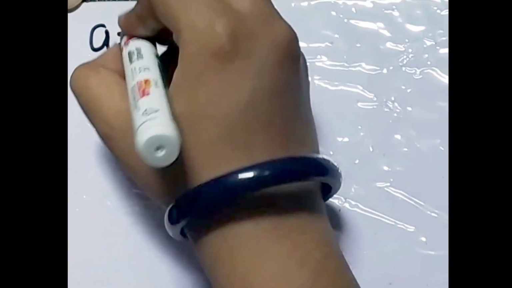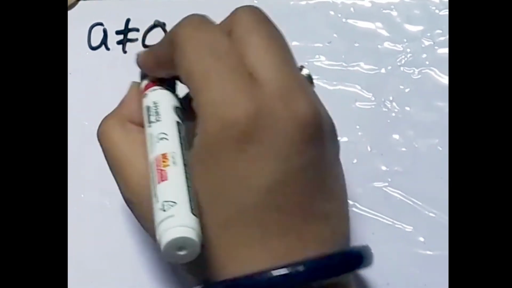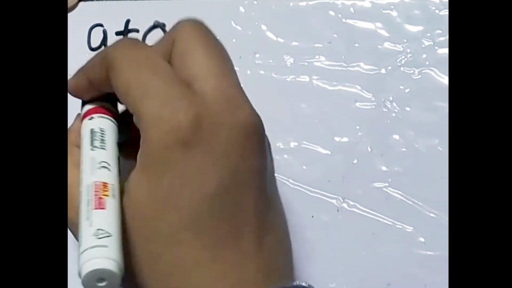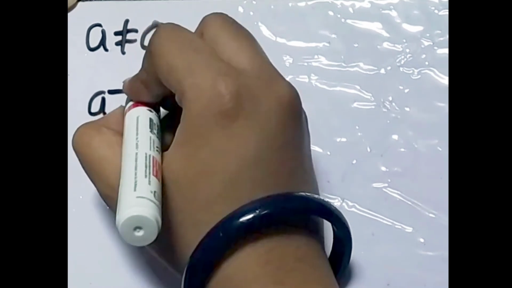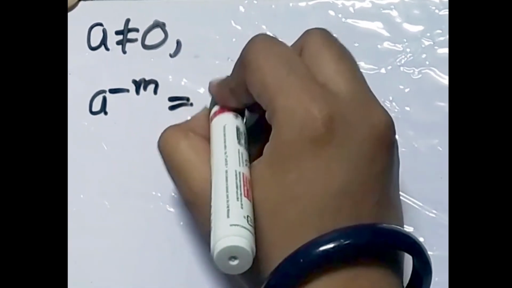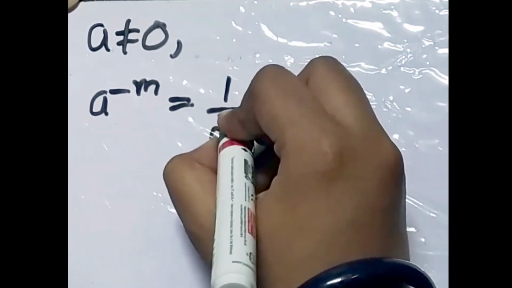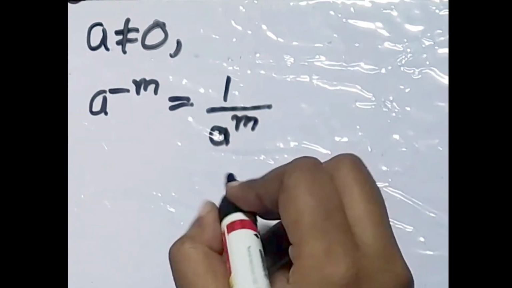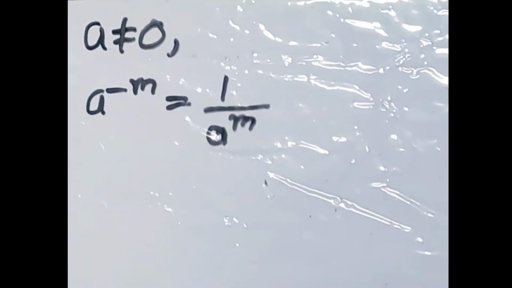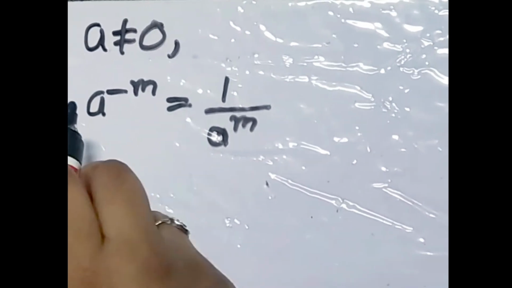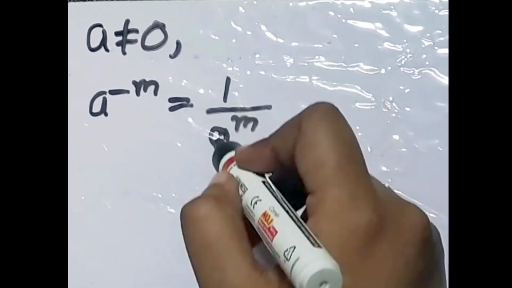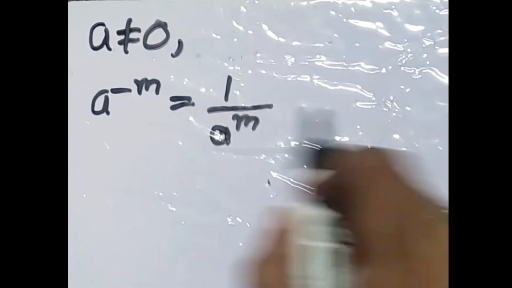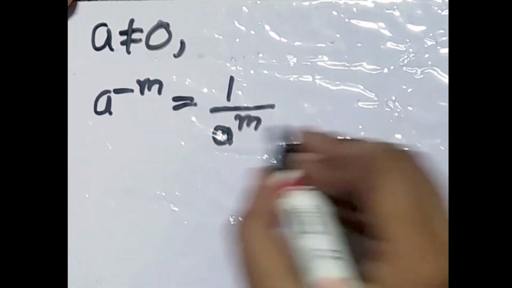Now the next rule: a not equal to 0, a is any non-zero number. Then a raised to minus m equals 1 upon a raised to m. So if a is any non-zero number, then a raised to the power of minus m will be equal to 1 upon a raised to m. We will see how this formula comes.